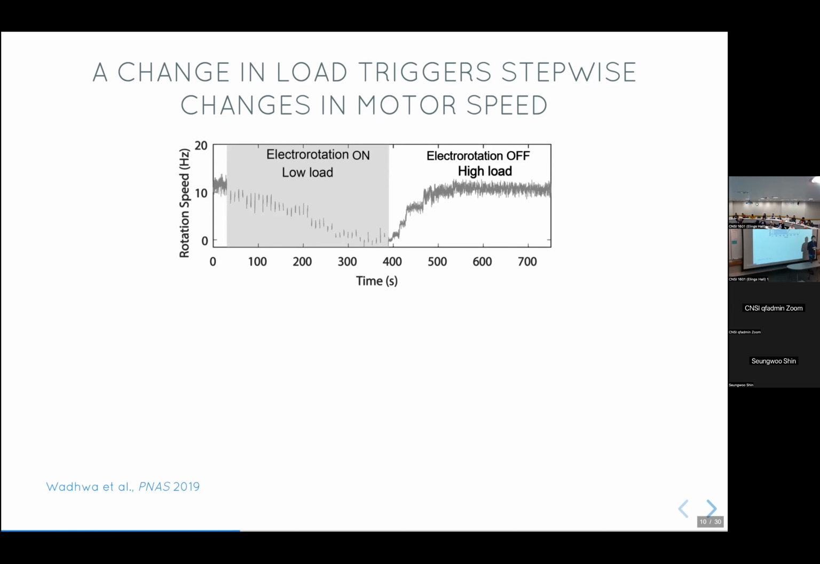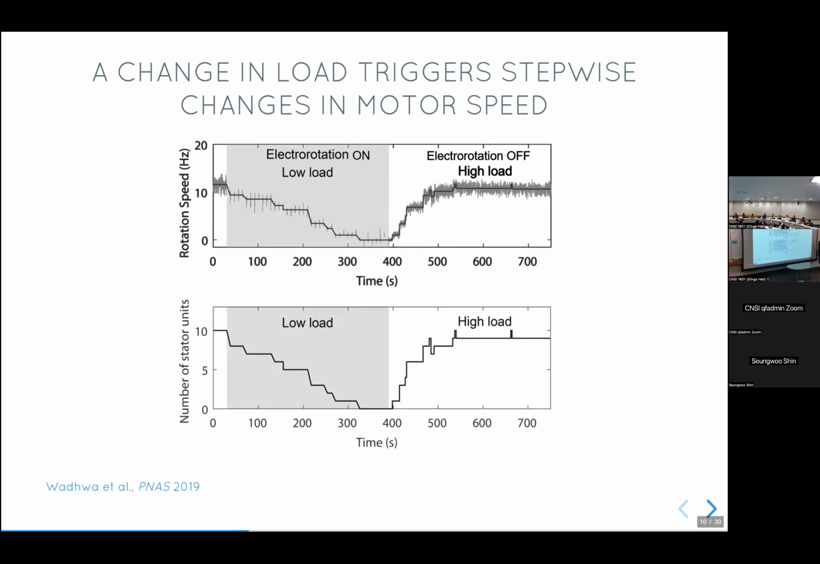So do you interpret this as 4 or 5 stators then? Yes, incrementally. So you roughly go down by a factor of 2, from 10 to 5-ish? So let me actually show those. We can fit steps on these data and extract the number of units. So what's happening in this case is that we start with about 10 units. We went down to 0, and we went back up to 9.